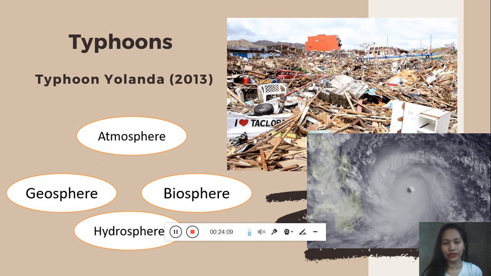Since it can destroy everything in its way, it can be a problem to the people living in the vicinity. It can also affect the hydrosphere since it can create storm surges and can also induce floods. It can also affect the geosphere through the creation of landslides.